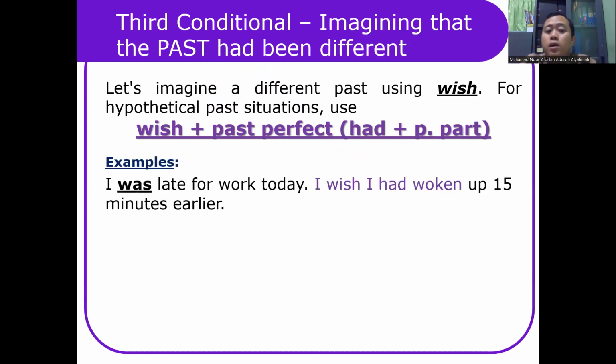For example, I was late for work today. I wish I had woken up 15 minutes earlier. I was late for work today. That is clear. That is past tense. And for wish, I wish I had woken up 15 minutes earlier. I wish plus subject plus had plus verb 3 or past participle.